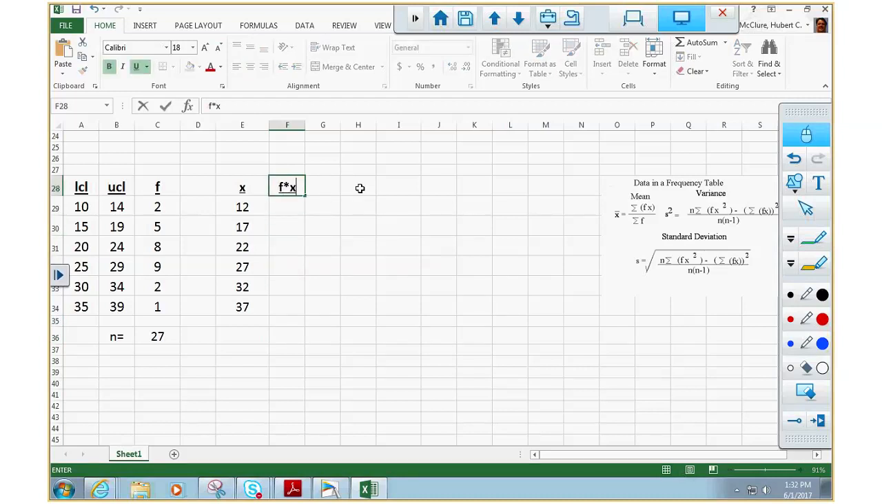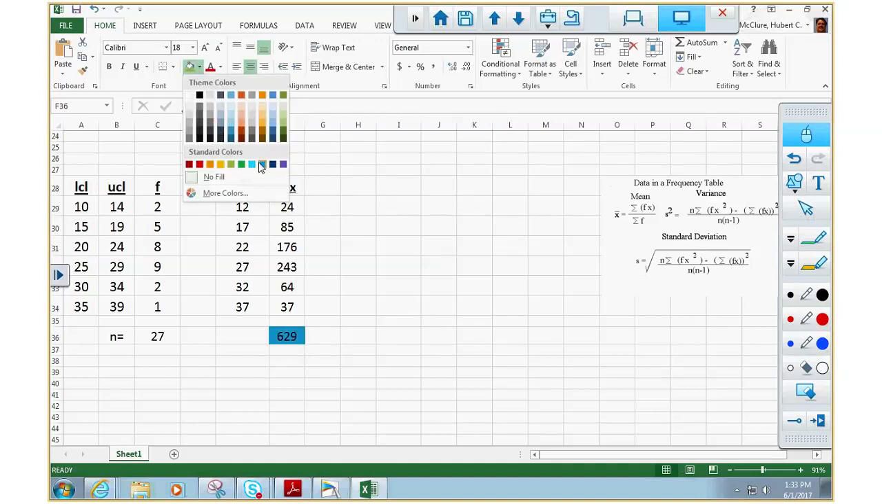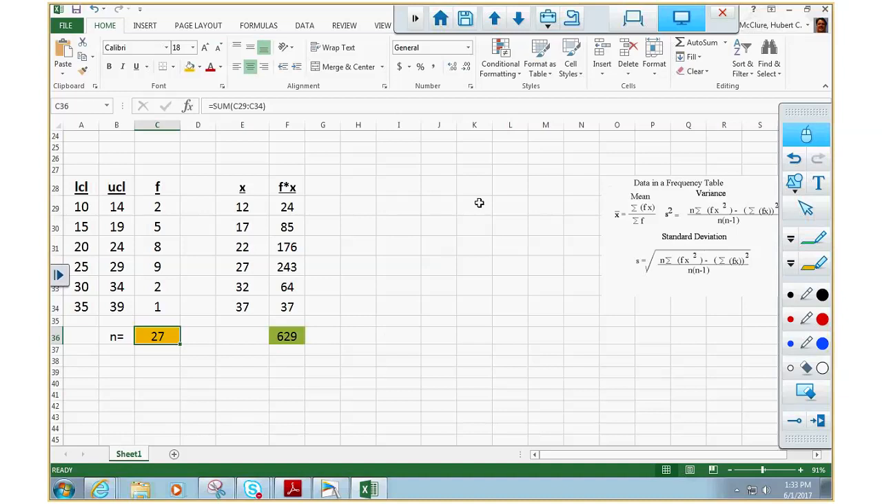F times x, and that's going to be equal to f times x, and summation. So this is green and this is yellow. And to find the mean, x bar is equal to this guy divided by this guy. I got 24.23. What'd y'all get? Good.